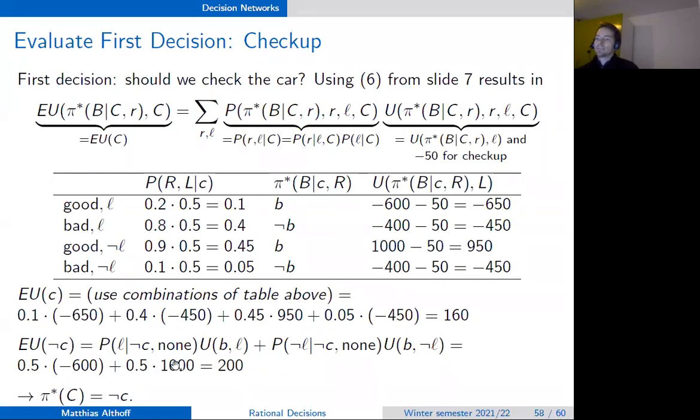Okay. So now we have the two utilities, one for checkup, one for not checkup. And you can see that the utility for not checkup is better. So overall, the decision we should make is that we don't do any checkup.